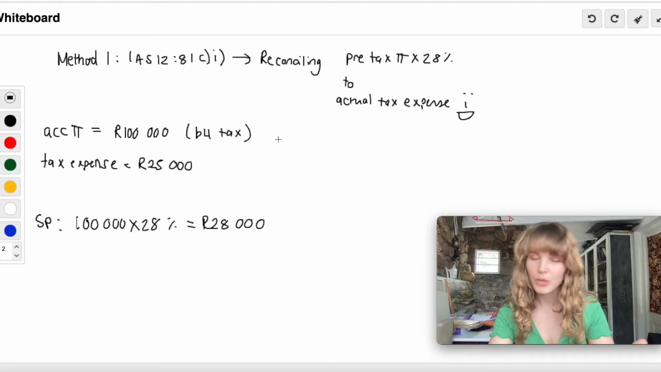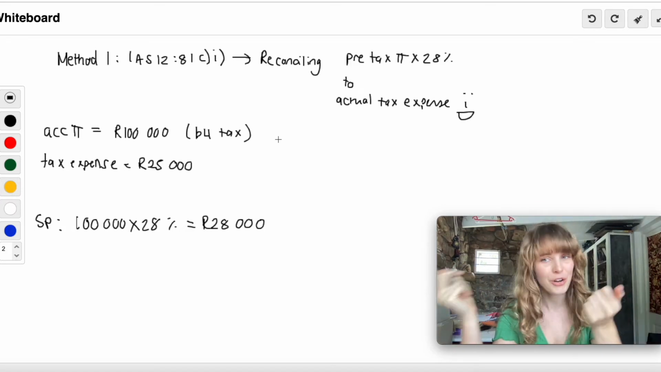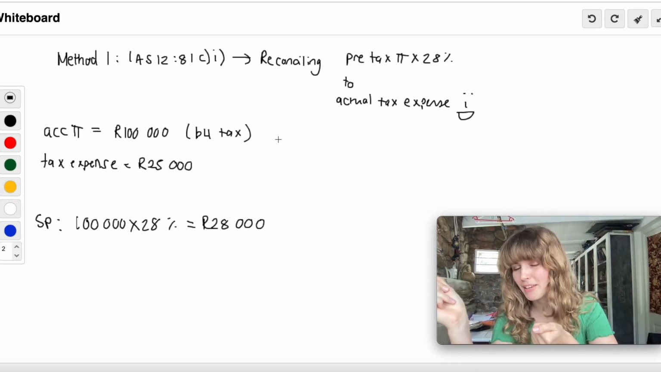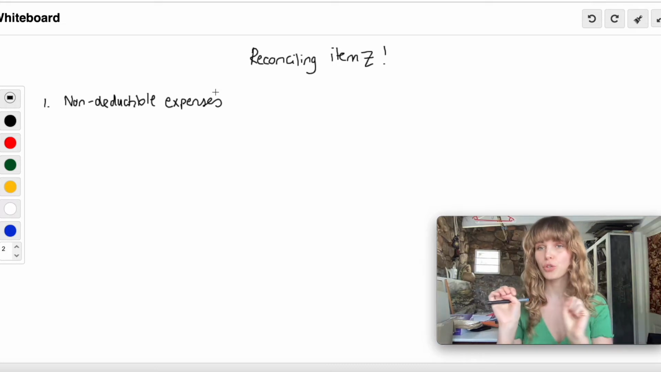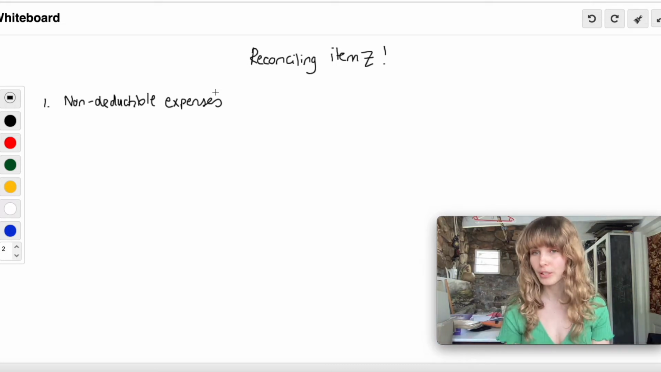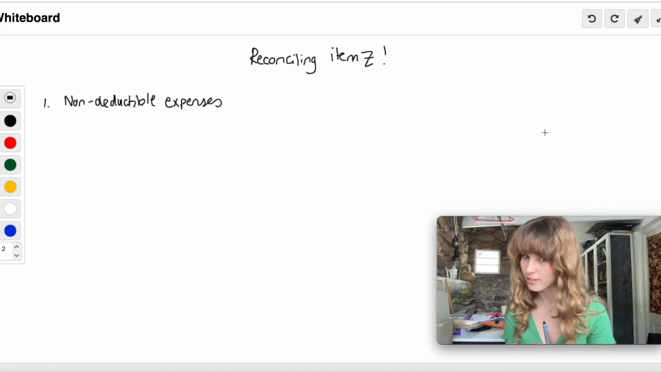So I guess the next question is to say, what caused the difference between the 28,000 rand and the 25,000 rand actual tax expense? And because we're all tax wizards, we actually know what some of those reconciling items might be. So reconciling items are things where your tax treatment was different to your accounting treatment that was not dealt with in the deferred tax through profit and loss. The first example I'm going to give is non-deductible expenses.